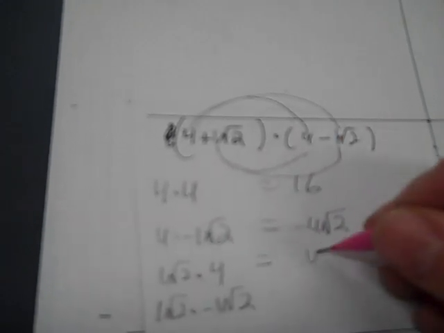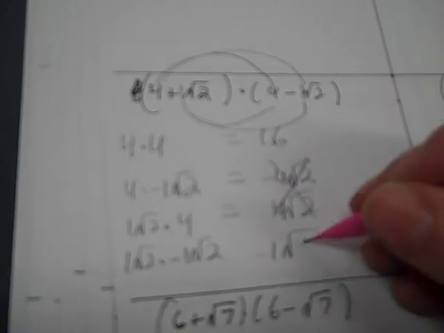1 times 4 is 4. Open up a square root, you have 2. Well, those can cancel because they're just opposites. 1 times negative 1 is negative 1. You have to open up the square root and take your 2 times 2. That's 4.